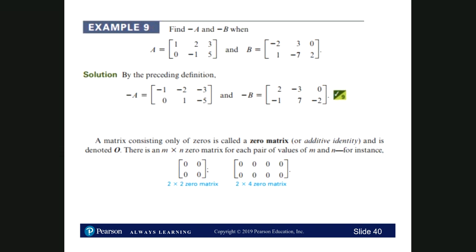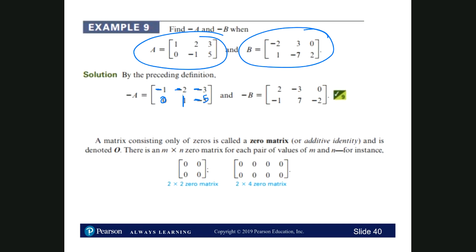Okay, so here the question is find negative A, or the additive inverse of A, of this one, and find negative B, or the additive inverse of B. And the answer is already here. So as you can see, every single sign was changed from positive 1 to negative 1, from positive 2 to negative 2, positive 3 to negative 3, 0 still 0, negative 1 changed to positive 1, and 5 changed to negative 5. The same thing happened with matrix B.